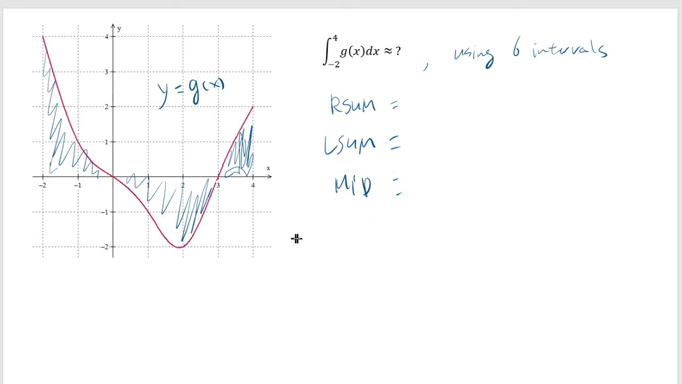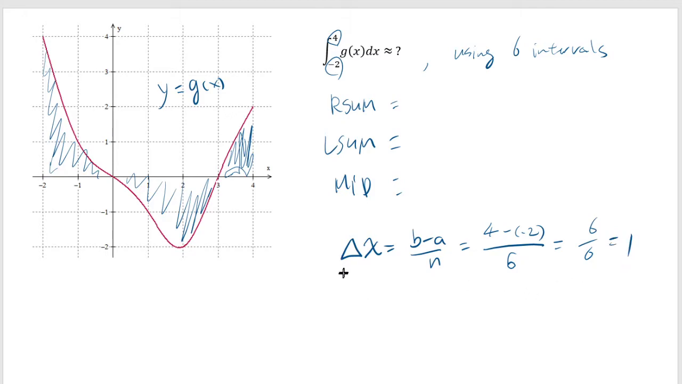Okay, so how do we do this? Well, first, the most important formula is delta x is equal to b minus a over n, where b is the right endpoint and a is the left endpoint, and n is the number of subintervals. So we have 6 subintervals, and this just happens to be 6 over 6, which is 1, so that's easy for us. And the right sum formula is delta x times all the values at the right endpoint.